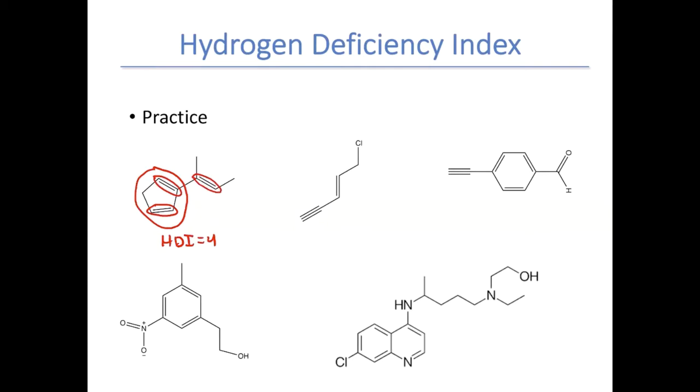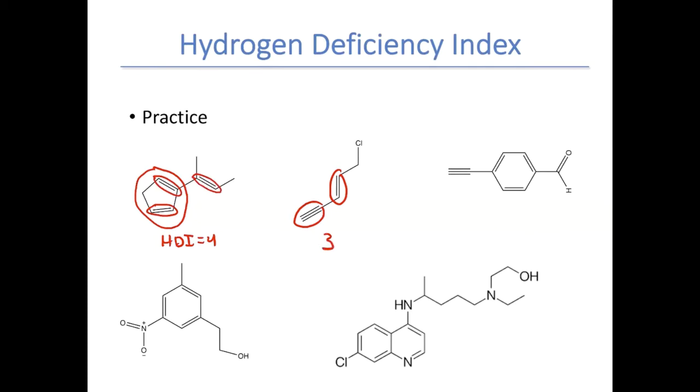Now let's look at our second structure. We have a triple bond and a double bond. If we remember, the triple bond contains two HDIs, and a double bond contains one. Adding those up, we get an HDI of 3.